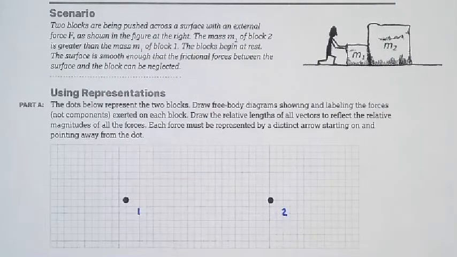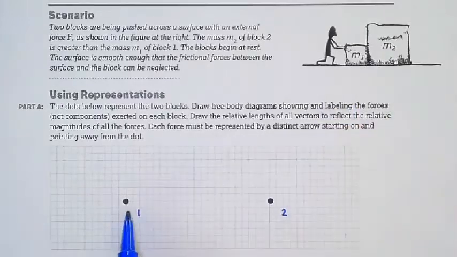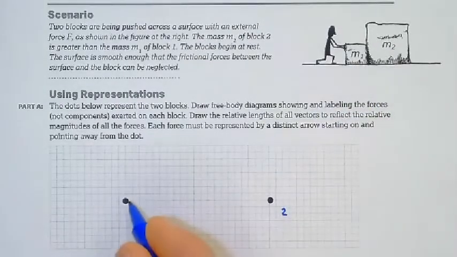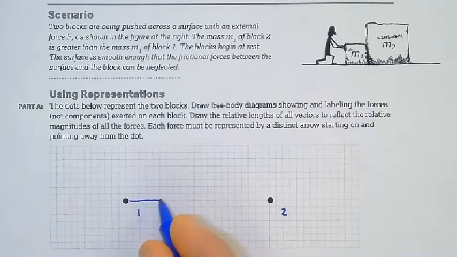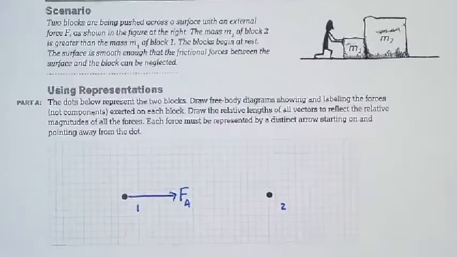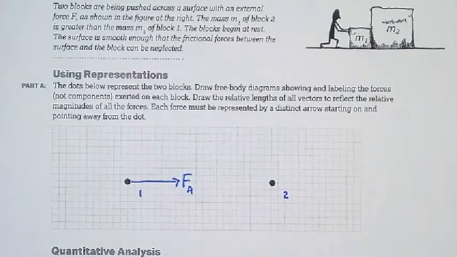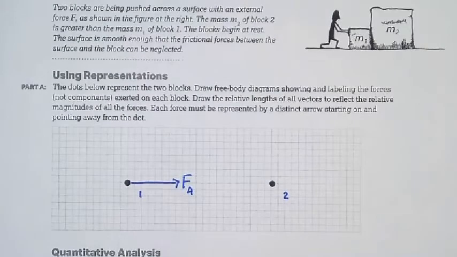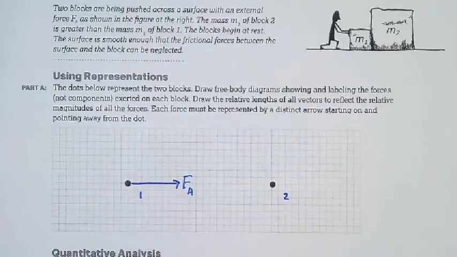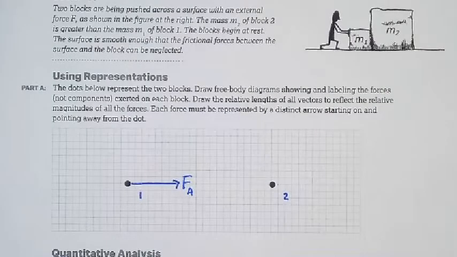So let's begin with dot 1 for mass 1, which is right here. And there is a force acting on that. I'm just going to call it FA for applied force. Okay? I'll make it kind of long. So that's the person pushing on the block. Okay? Now, what are the other forces that act on block 1?